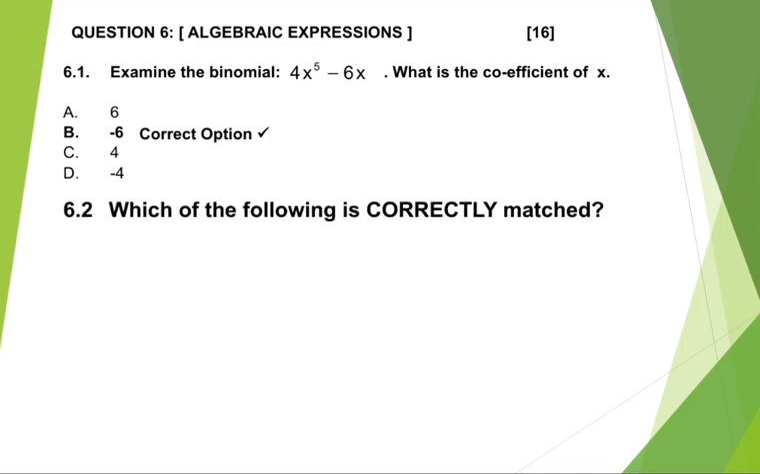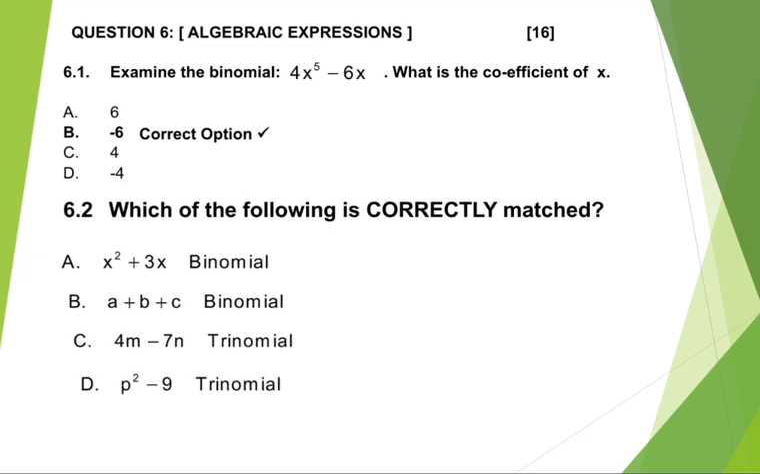Then move on to 6.2. Which of the following is correctly matched? Let's look at those ones. x squared plus 3x is binomial, correct. a plus b plus c is binomial, wrong. That's trinomial. 4m minus 7n, trinomial, wrong. That's binomial. p squared minus 9, trinomial, wrong. It's binomial. So the correct answer is A.